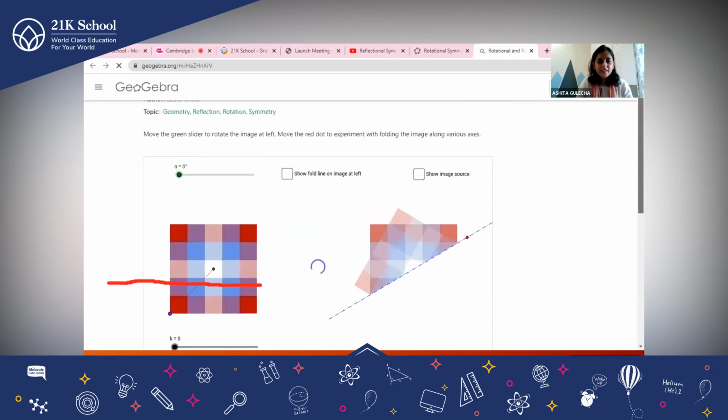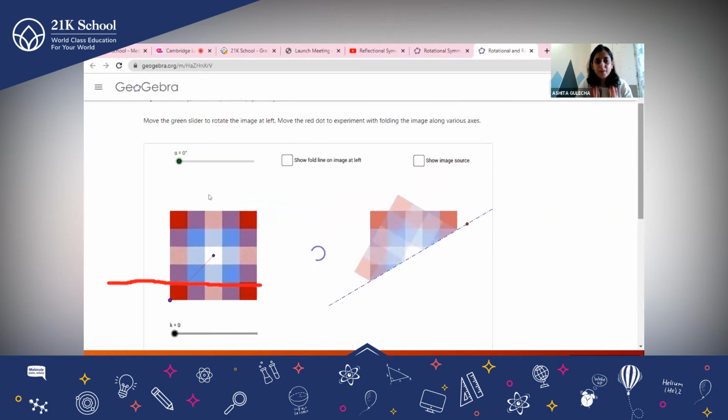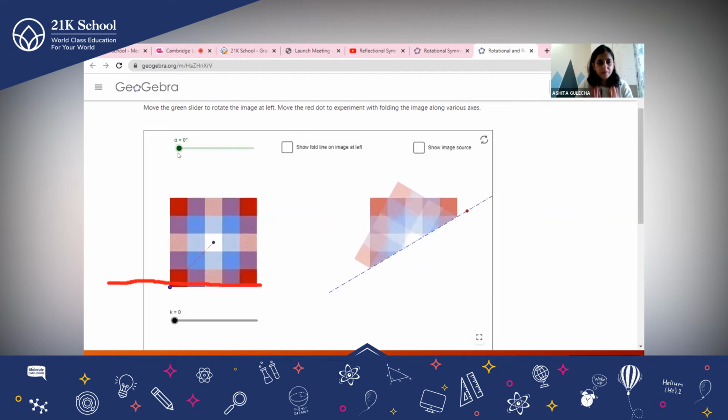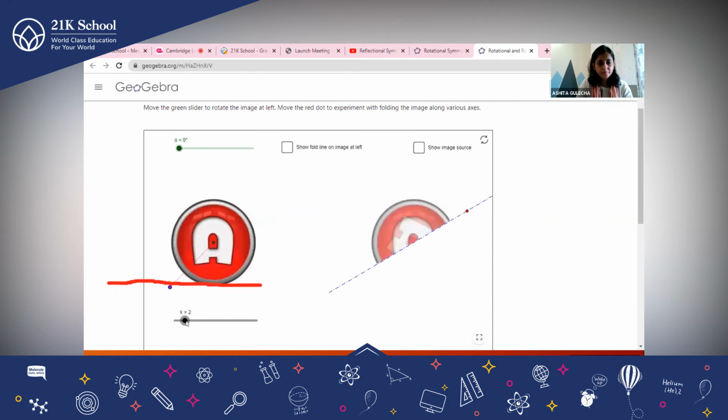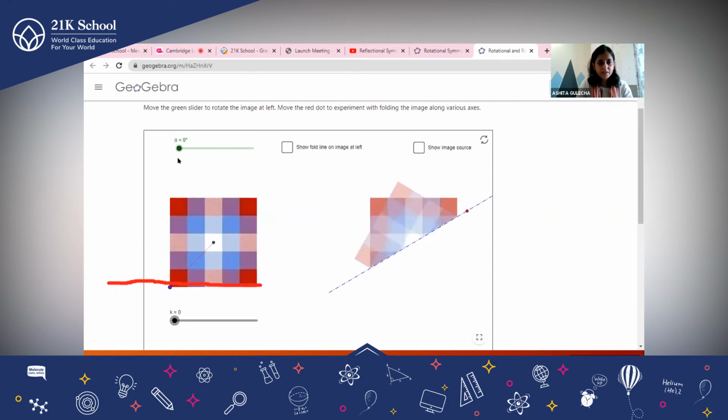Okay, so let's consider this tool. Here we have a square shape. Now when I change it, I'm not changing the object itself, but you can see it is rotating. We have to make one full turn, starting from 0 degrees.